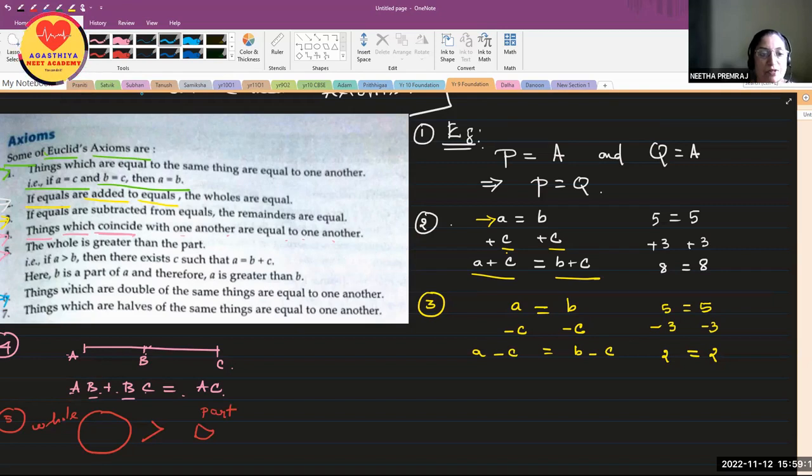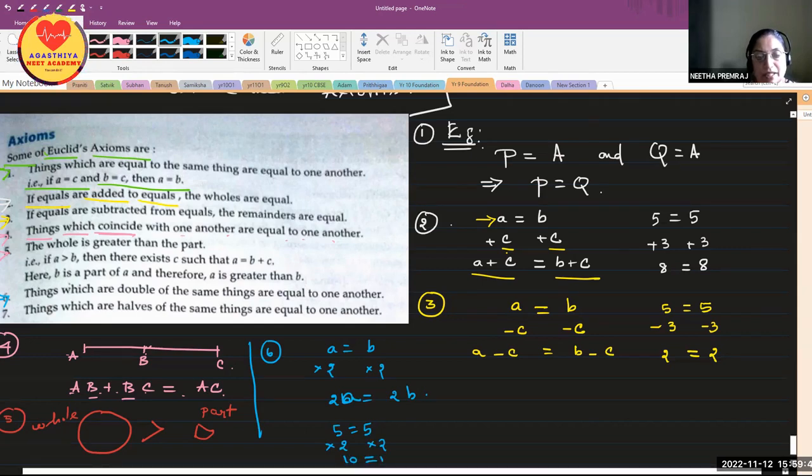Okay, and the sixth one. It says things which are doubles of the same things are equal to one another. A is equal to B. When does it become double? Multiplying by 2, isn't it? So I multiplied by 2. 2A is equal to 2B. For example, 5 is equal to 5, multiplied by 2 to make it double. Again, 10 is equal to 10, isn't it? Isn't it, guys? Yes, ma'am.